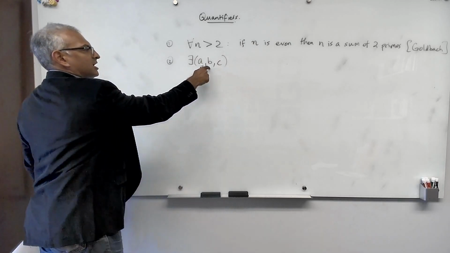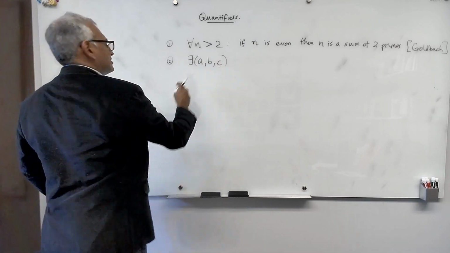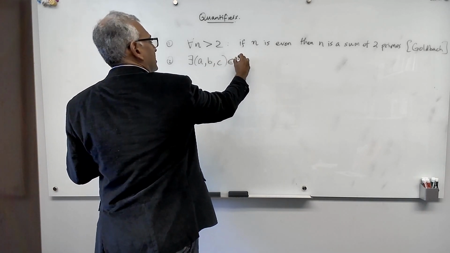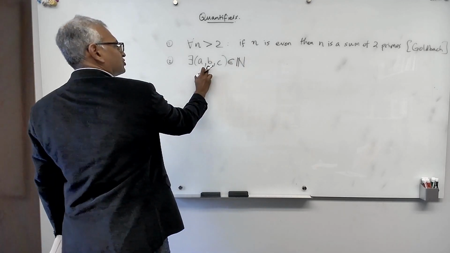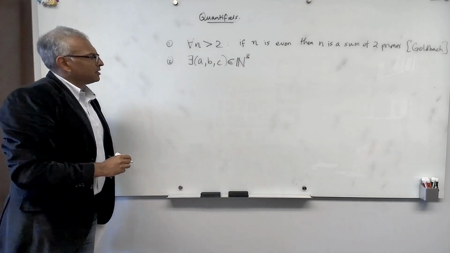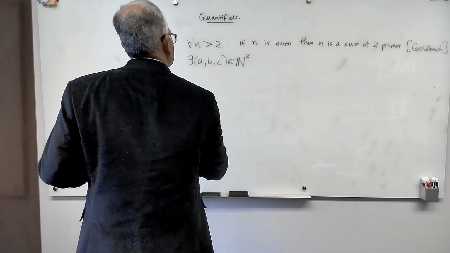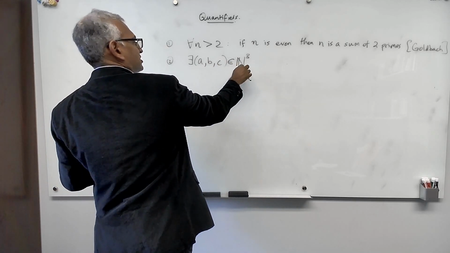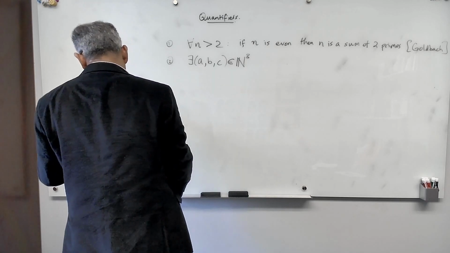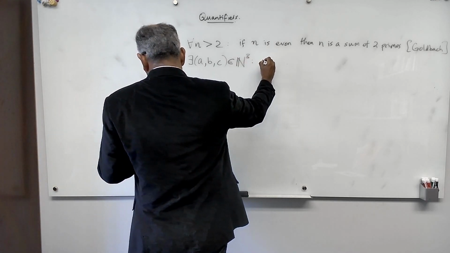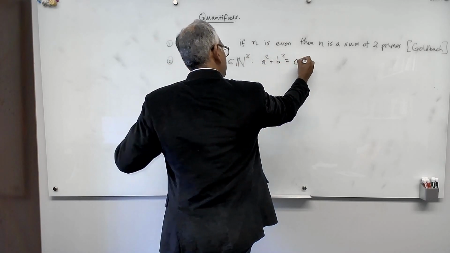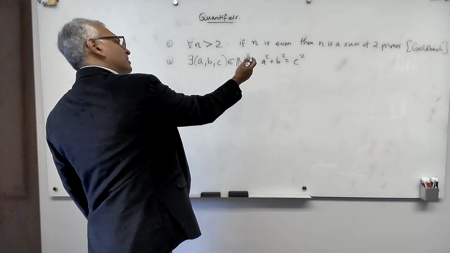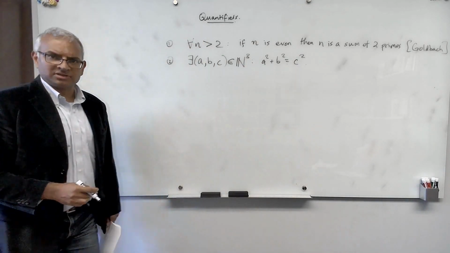2. There exists a triple of numbers A, B, and C, such that they are in, to indicate a triple, we would say n cubed. So there exists a triple of numbers A, B, C that's in the set n cubed. So it's n, n, n. For which a squared plus b squared equals c squared. Think about what it takes to prove that to you. You might recognize that this is related to something that the great Pythagoras proved.